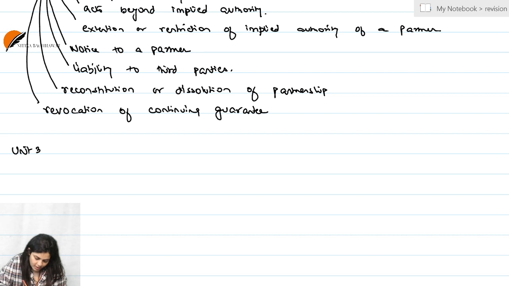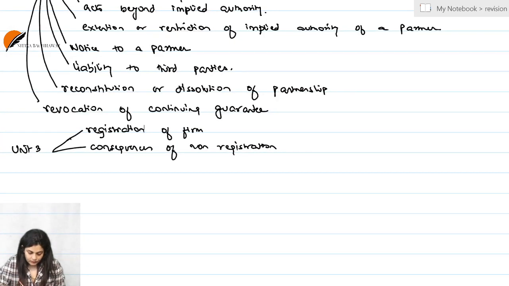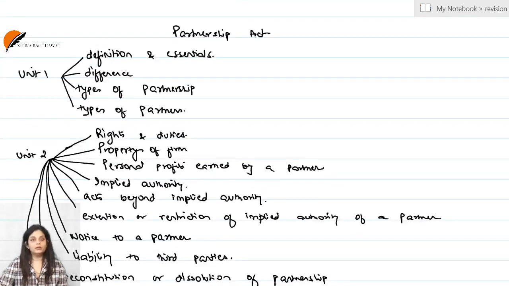Then in Unit 3, we had discussed the registration of partnership firm, consequences of non-registration, then dissolution of firm, and finally the procedure of dissolution. So these were the topics that we had covered under the Partnership Act.